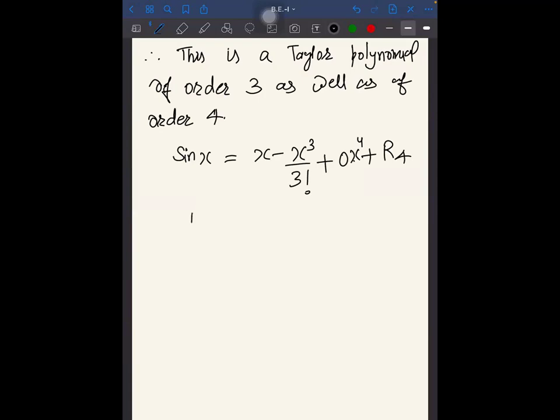Now if you calculate the modulus of R4, then it will be less than or equal to mod x^5 by 120. So you need to take care that where a zero is coming, for a better estimation you have to estimate it this way. So there is one problem with this remainder estimation, which I have explained.